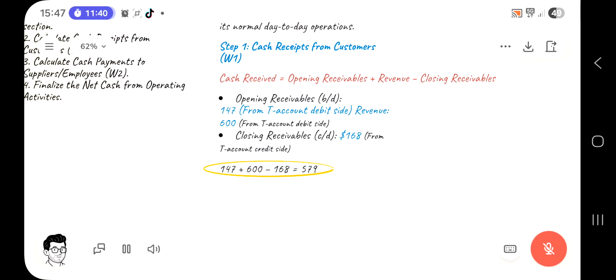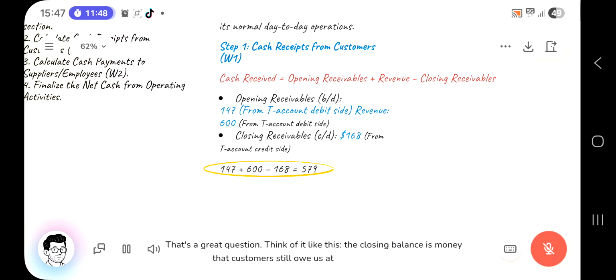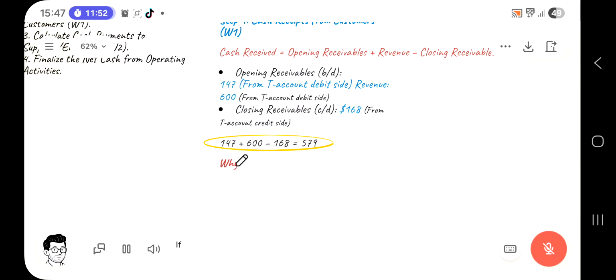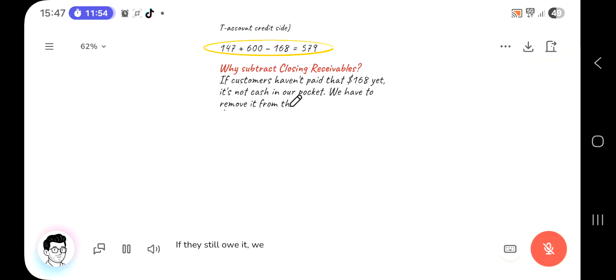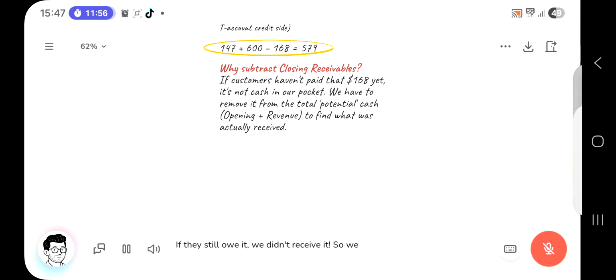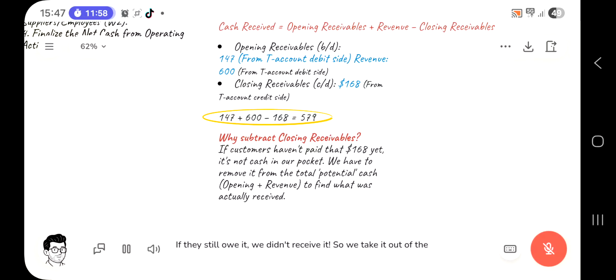That's a great question. Think of it like this. The closing balance is money that customers still owe us at the end of the year. If they still owe it, we didn't receive it, so we take it out of the total. Make sense?